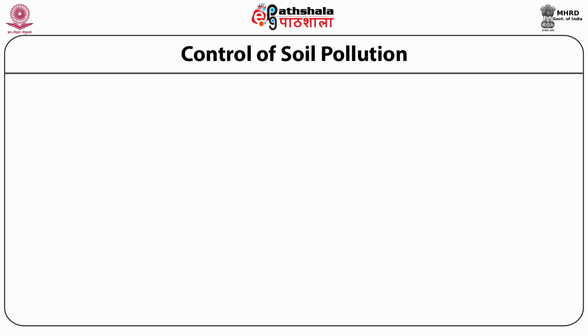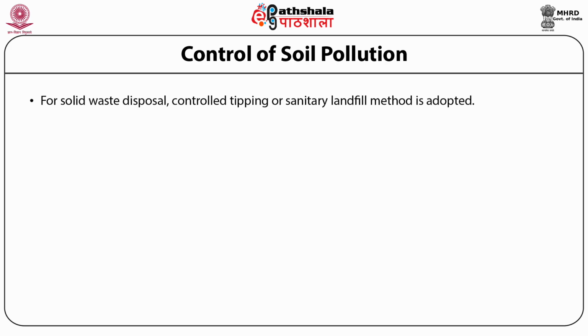We can minimize soil pollution using many different methods. For solid waste disposal, controlled tipping or the sanitary landfill method can be adopted. We collect the solid waste from a city and make a landfill outside that city. We go on filling, adding soil in between, and then we can grow a garden there, put grass there, and plant trees there. Instead of causing harm, it will become a place of beauty for us.